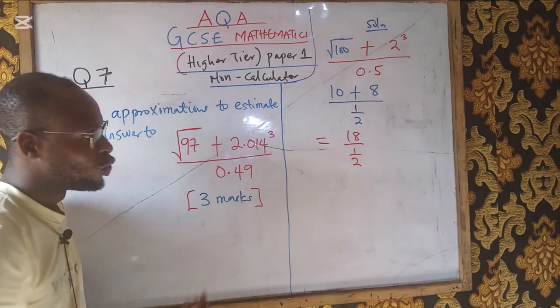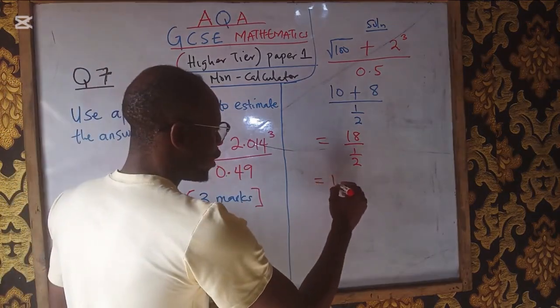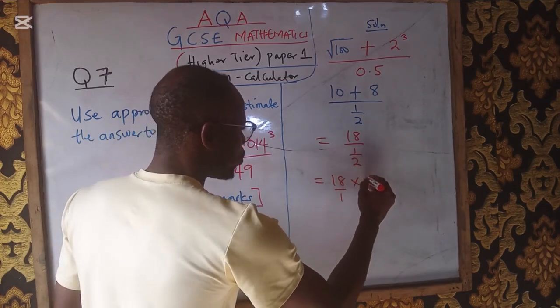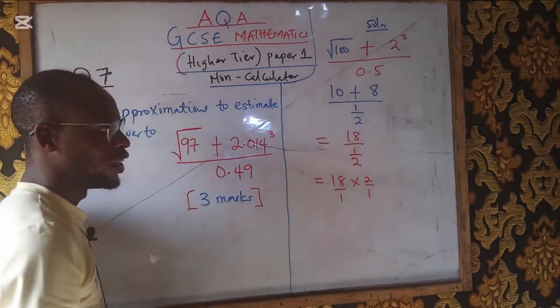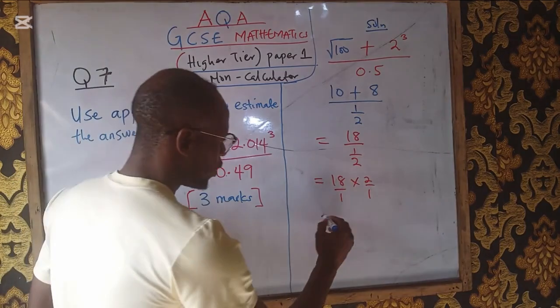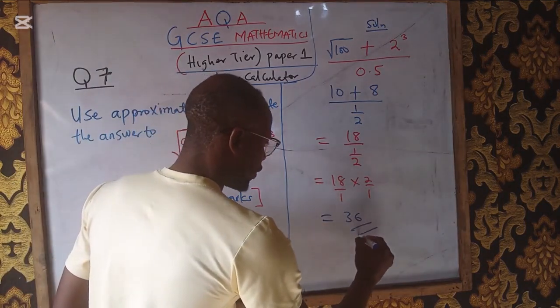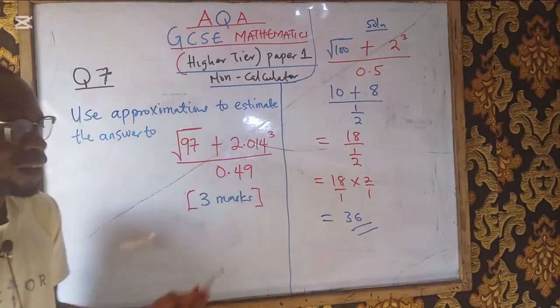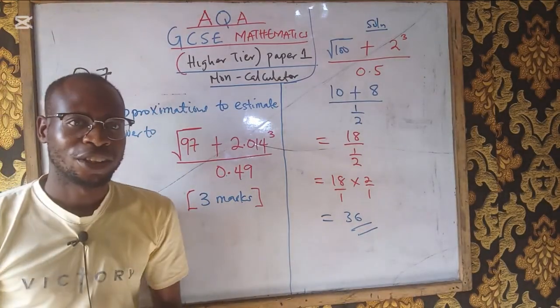Do you understand? So if you arrange this one, you are going to have 18 over 1 times 2 over 1. So 18 multiplied by 2 will simply give you 36 as the final answer. That's 3 marks. That's how to solve problems like this.